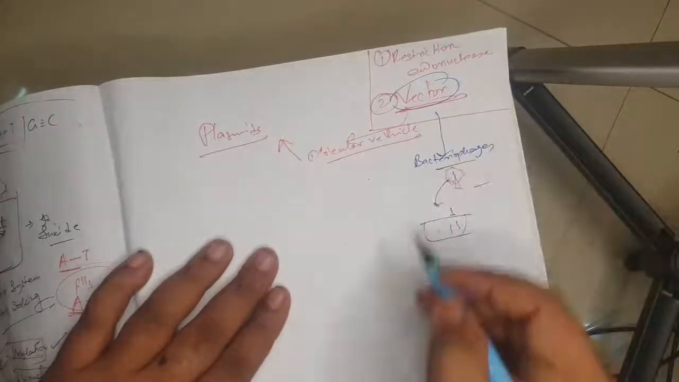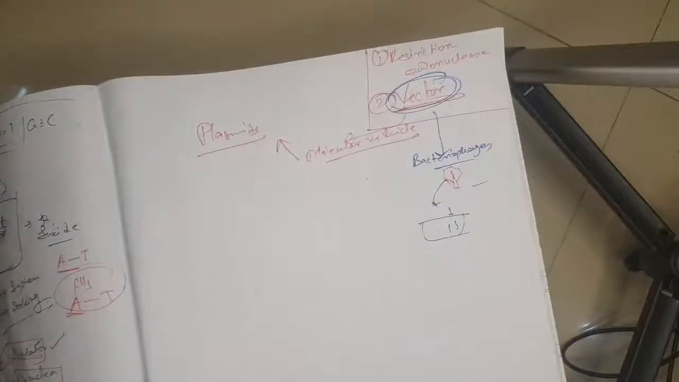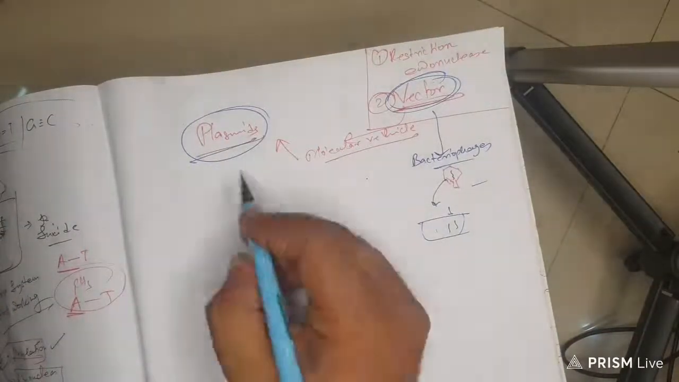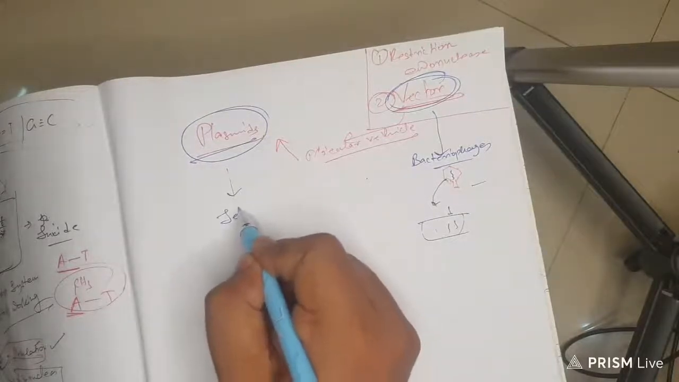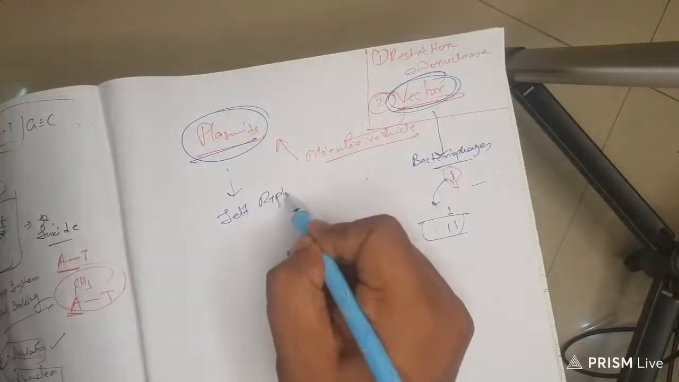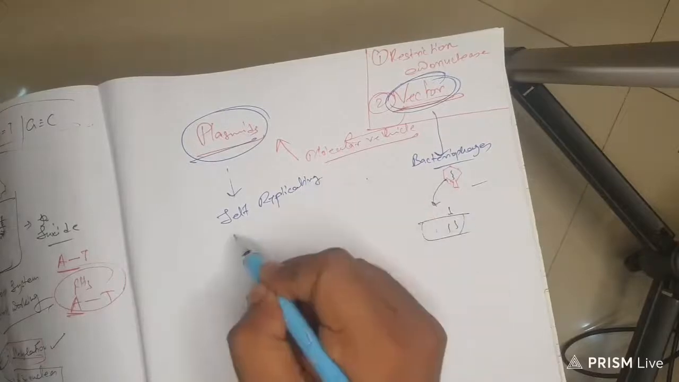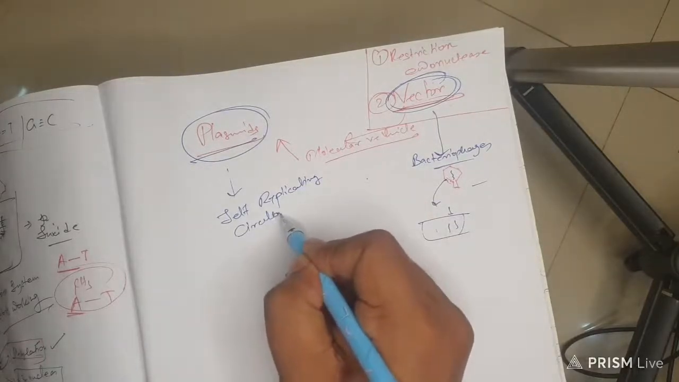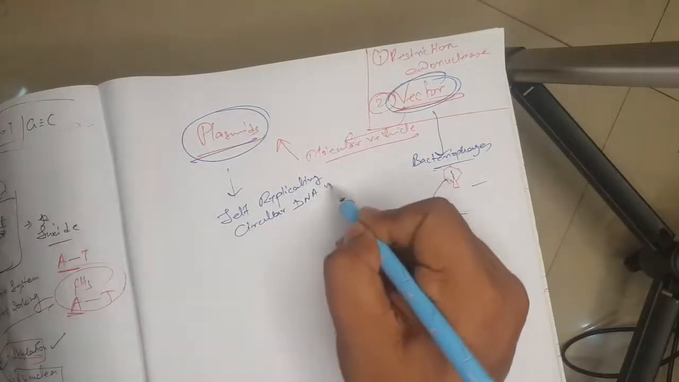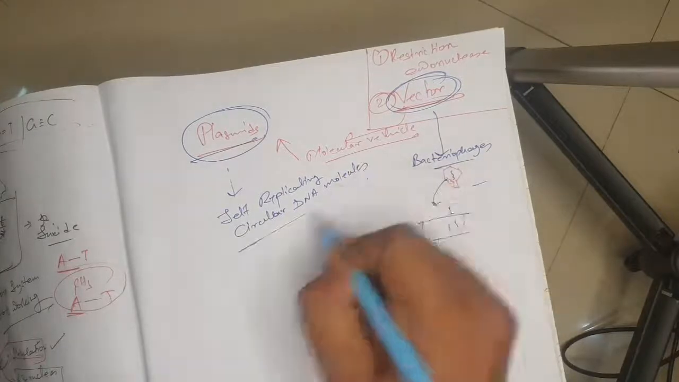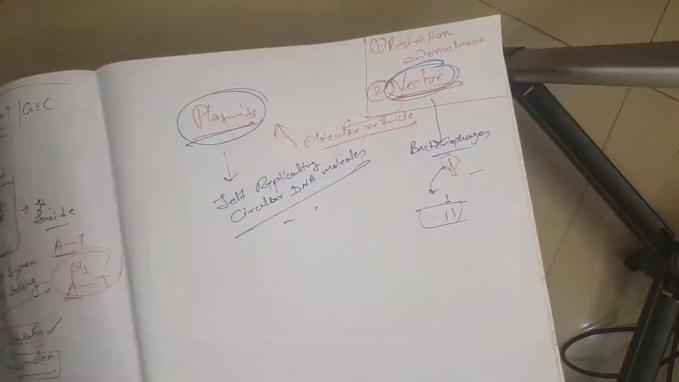There are various types of vectors. We will learn in detail about the vectors; that is a different thing. Now, when we talk about plasmids, plasmids are self-replicating circular DNA molecules.